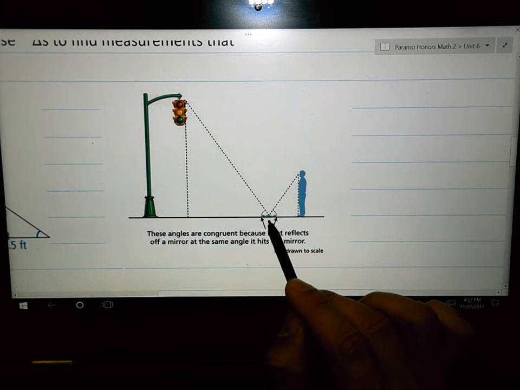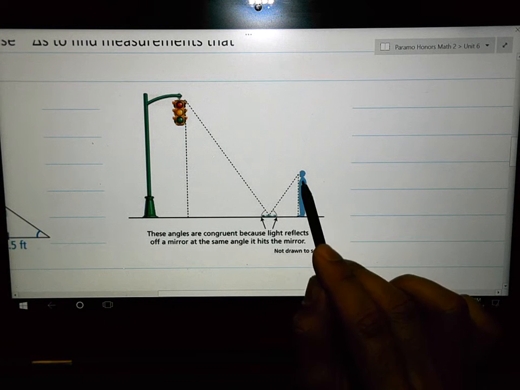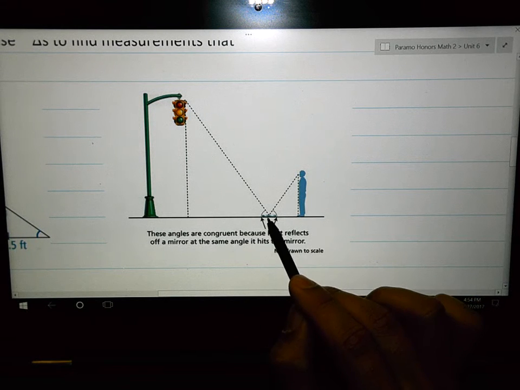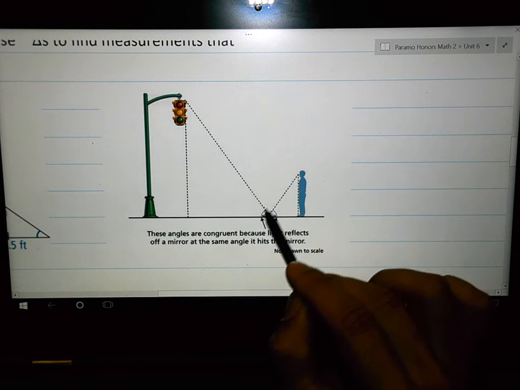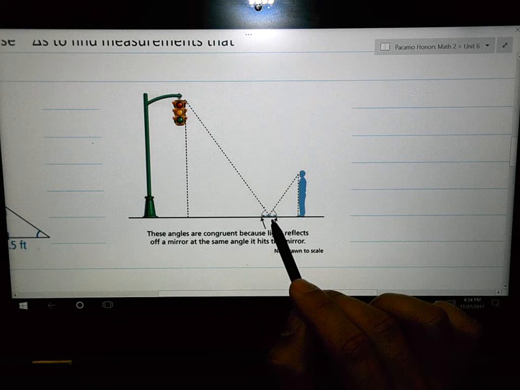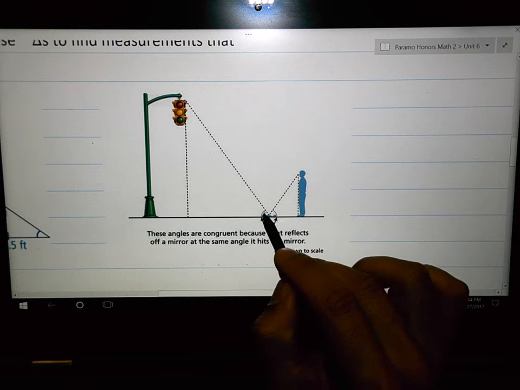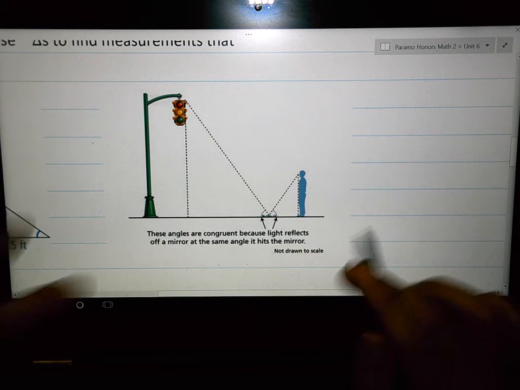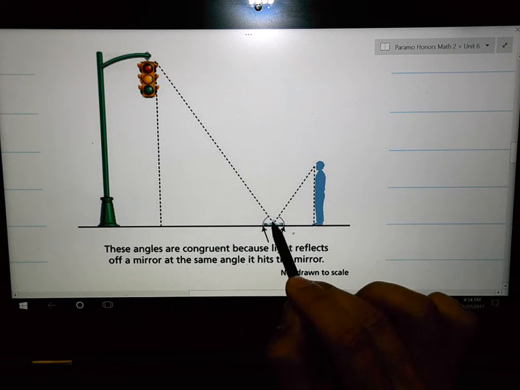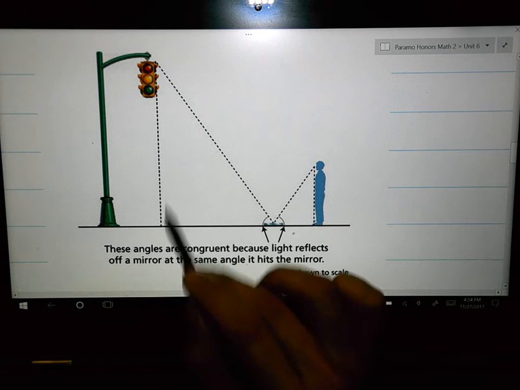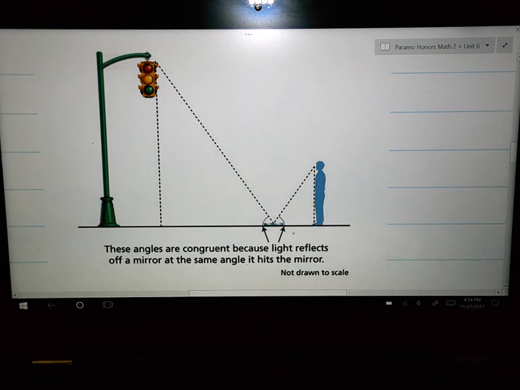Some people put a mirror on the ground, and you can measure the person from their eyesight to the ground. If they can see the top of the stoplight in the mirror, then that must mean that this angle down here is the same as that angle there. If these two angles are the same, and this is a right angle, this is a right angle, then that means these two triangles are similar.